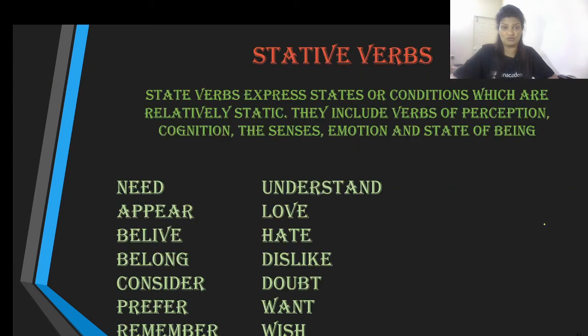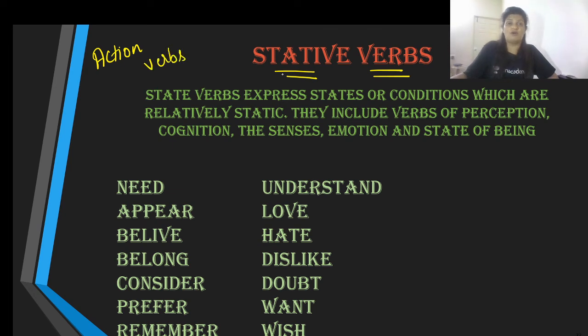Now let us proceed towards the next important thing that you need to be aware of, and that is about stative verbs. What are stative verbs? We have 2 different types of verbs. Number 1, action verbs, which are also called dynamic verbs. Another one is stative verbs.